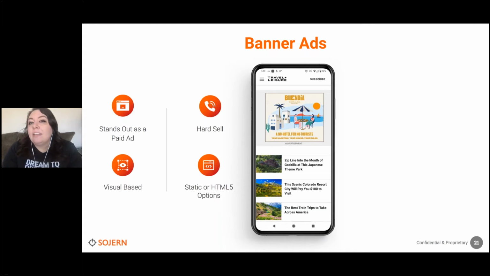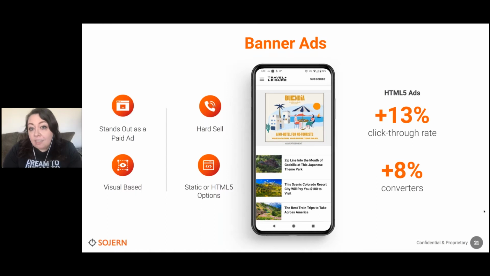And then unlike native ads, a banner ad is like a billboard. It stands out as a paid ad and is a hard sell to travelers. But if it's visually pleasing and striking enough, it will catch their eye and get them to click on it. So what you see here is a static JPEG ad, and static ads consist of just a single image file with no audio, video, or additional fancy features to it. It's just a plain old image.